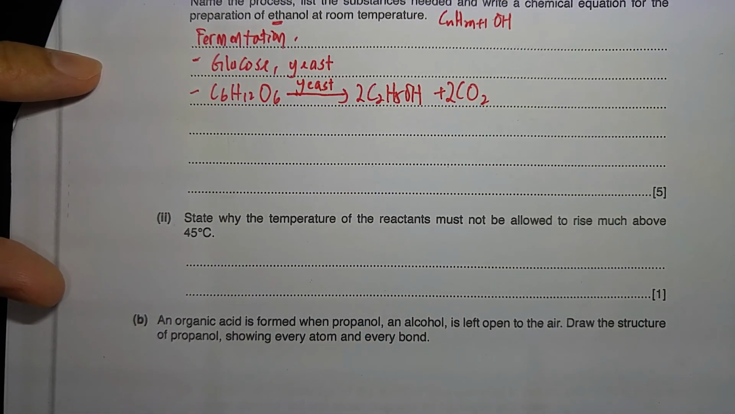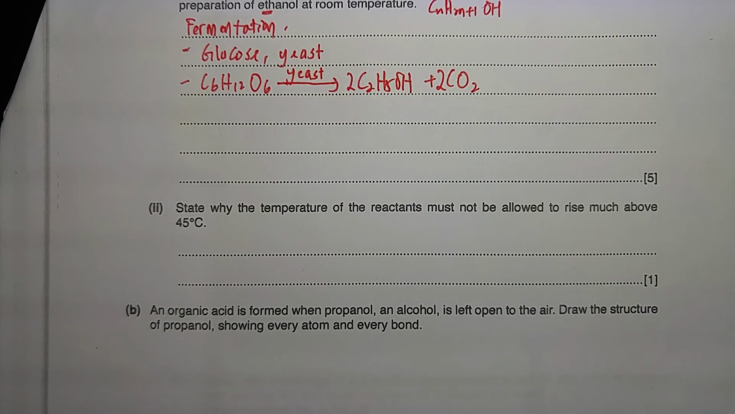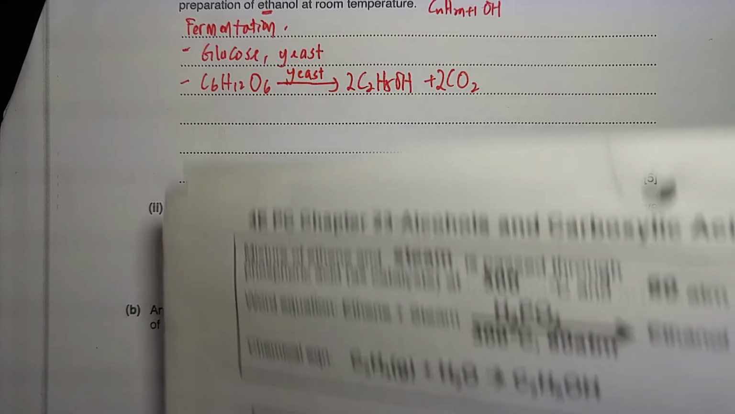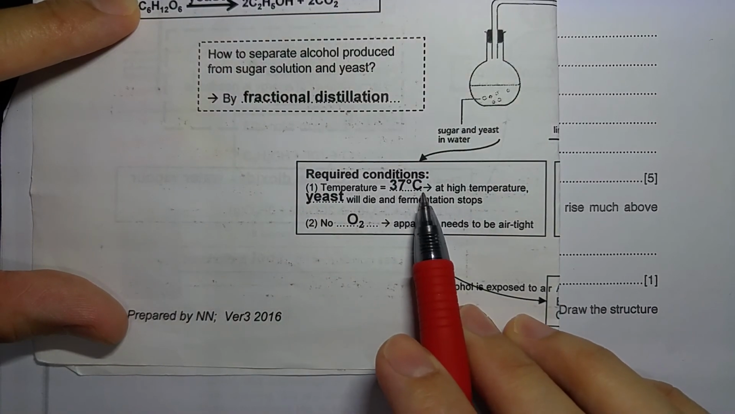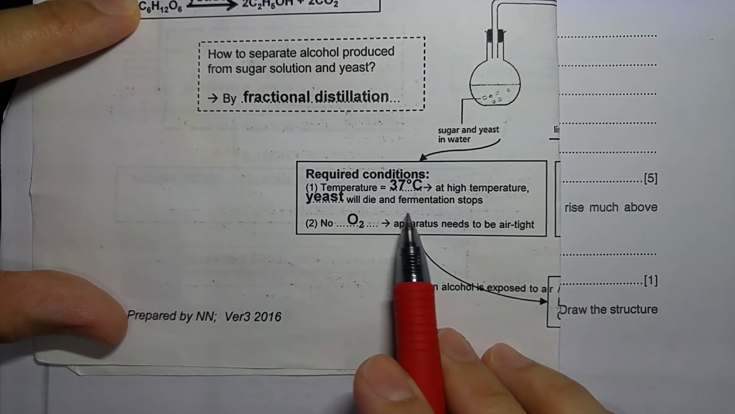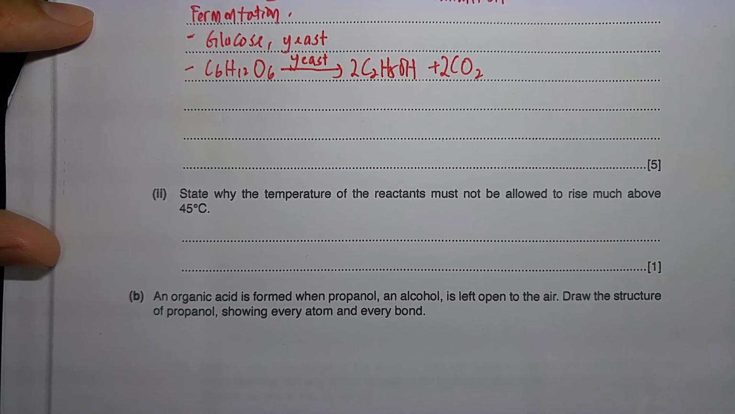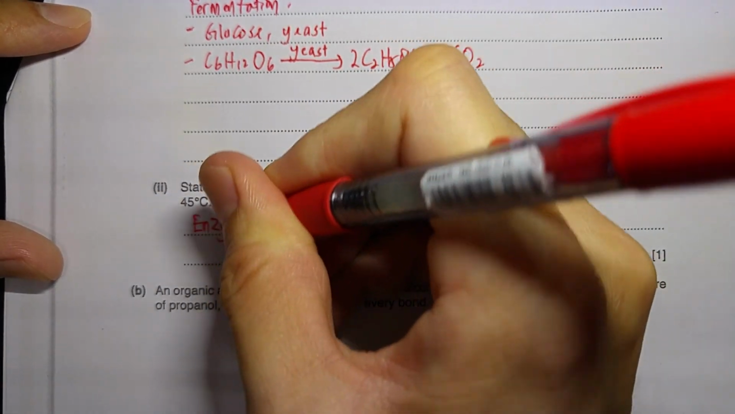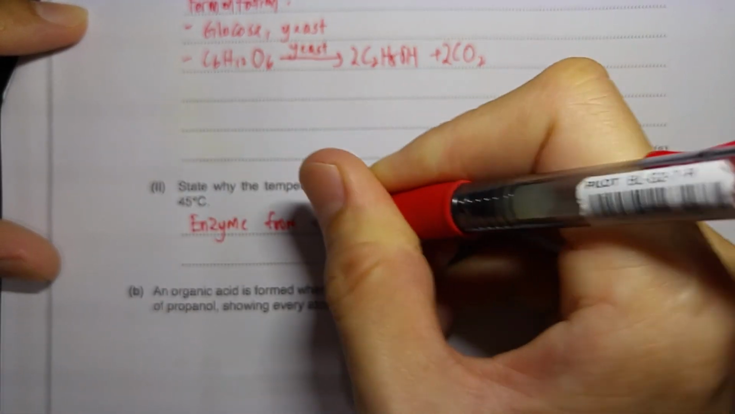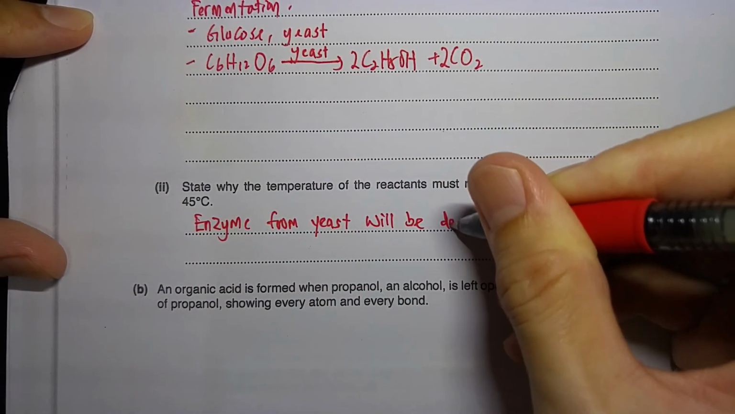Okay, state why the temperature of the reactants must not be allowed to rise much above 45 degrees Celsius. Because as you can see over here, the required conditions for fermentation: temperature 37 degrees Celsius. Otherwise, the yeast will die and the fermentation will stop. So, in fact, it is because the enzyme from the yeast will be destroyed. So you can just say enzyme from yeast will be destroyed.